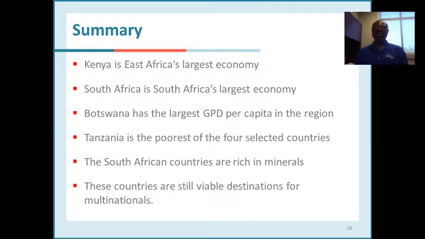Botswana has the largest GDP per capita in the region, so they are the country that is capable of affording a lot of luxurious items. Tanzania is the poorest of the four selected countries. Economic opportunities for multinationals abound as well. However, non-profit organizations do better in that country.